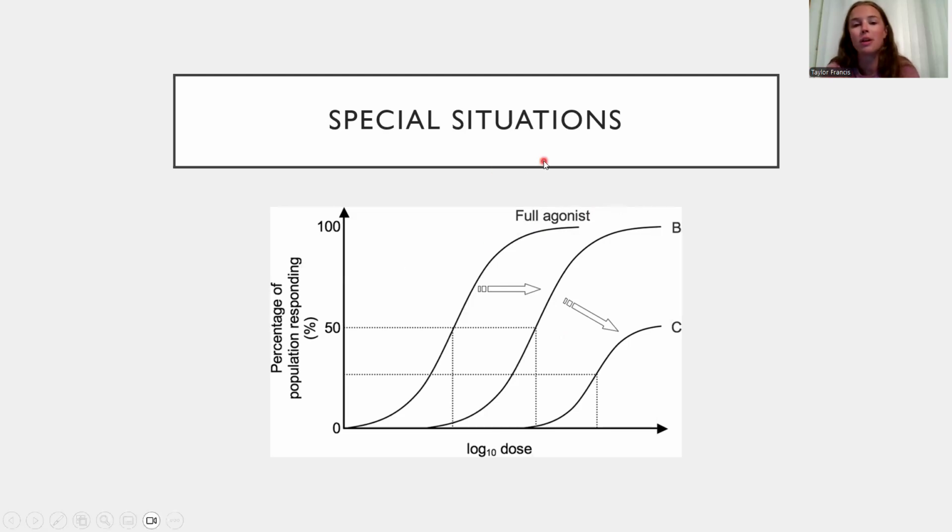Okay, so that's just the basics of dose response curves. Please let me know if you guys have any questions.